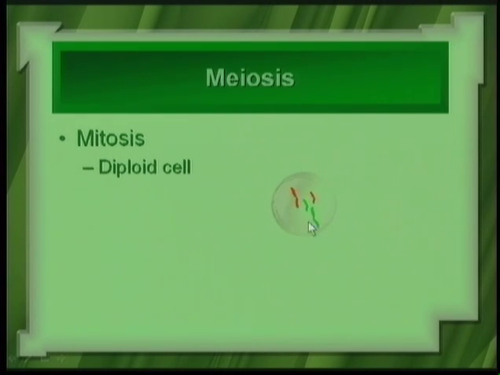So this is a diploid cell with 4 chromosomes, 2 sets of 2 chromosomes. This large one and this large one here is one set of 2 chromosomes, one from the father, one from the mother. Here's another set of chromosomes. So we have 2 sets of 2 chromosomes, the small one and the big one from the father, the small one and the big one from the mother.